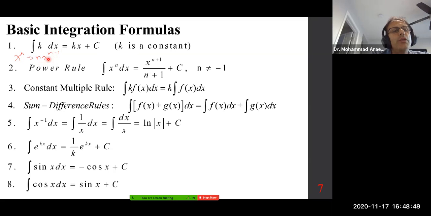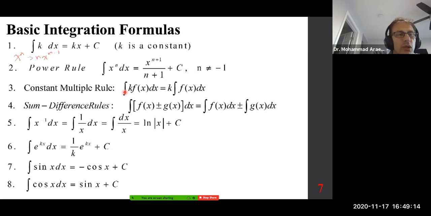Now, what would be the reverse process? Instead of subtraction, we're going to add 1. Instead of multiplication, we're going to divide. So therefore, when we integrate x to the power of n dx, we get x to the power of n plus 1 over n plus 1 and a constant. This is the power rule. It works for every power except n equals -1.